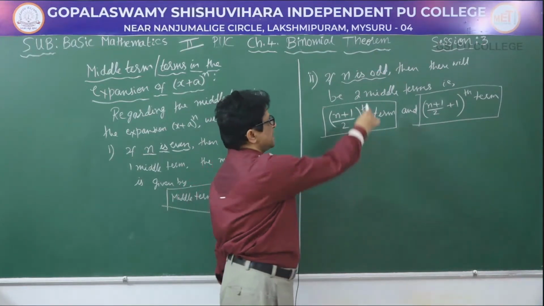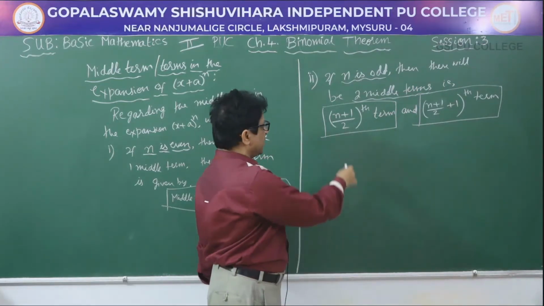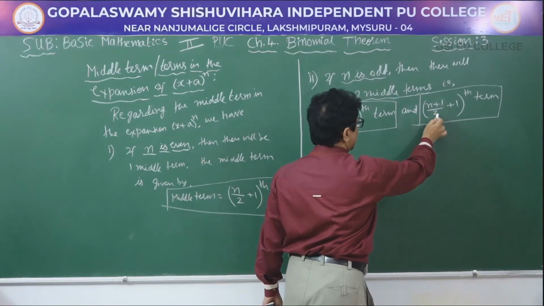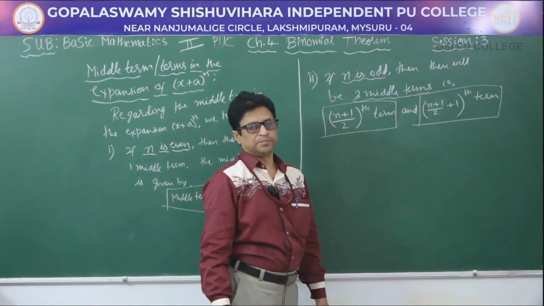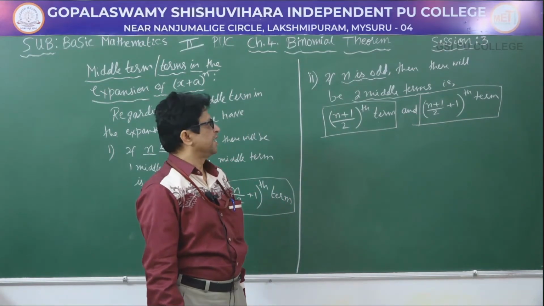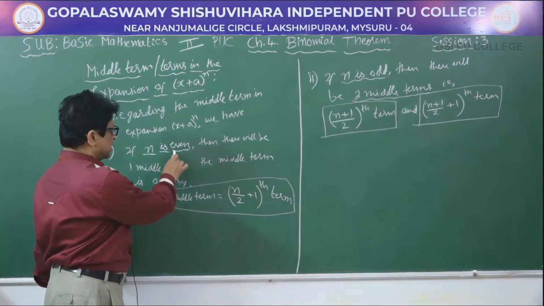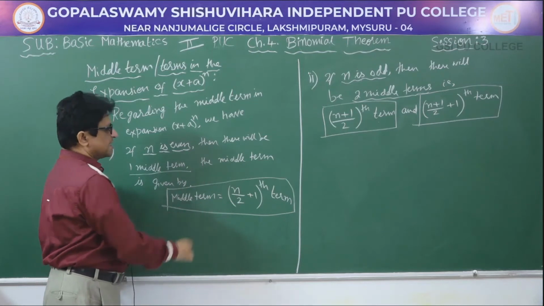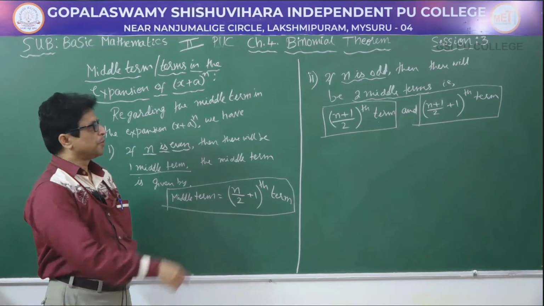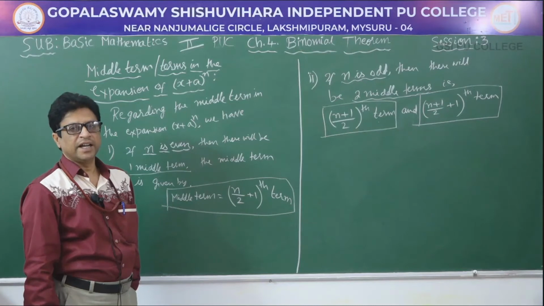That is, if n is odd, then there will be two middle terms. So, one term will be the ((n+1)/2)th term and the other middle term is the ((n+1)/2 + 1)th term. So, there will be two middle terms in the expansion if n is odd. Suppose n is even, then there will be one middle term, given by the (n/2 + 1)th term. We shall solve a few problems on finding the middle term of the given expansion.